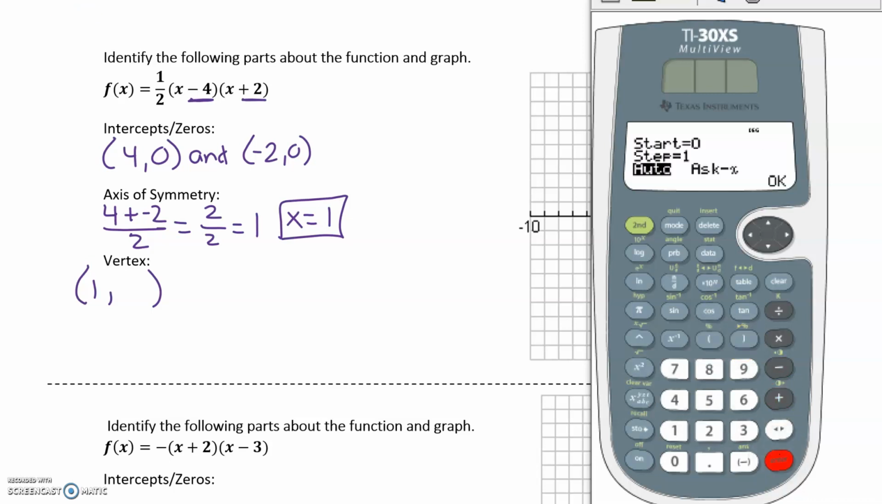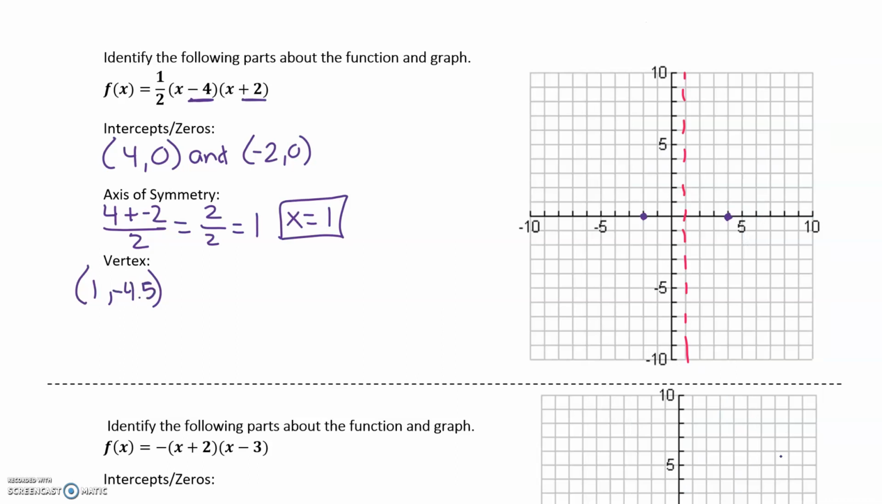And when I go to my table, this time I just want to go to where the x is 1. And it's going to tell me that this is going to be -4.5. Okay, so this is telling me it's not going to be a nice pretty whole number, but that's okay. So at 1, it's going to be down at -4.5. So that's going to be right here.